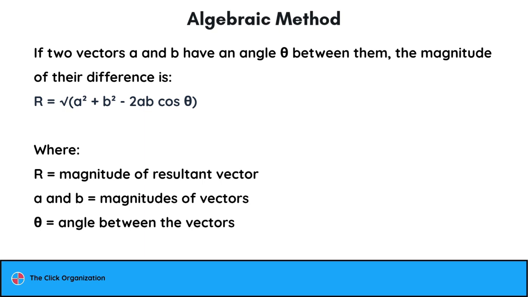You may also notice that this formula looks very similar to the formula for vector addition, and the only difference is the minus sign before the last term. That small change tells us that we are finding the difference between the vectors instead of their sum.